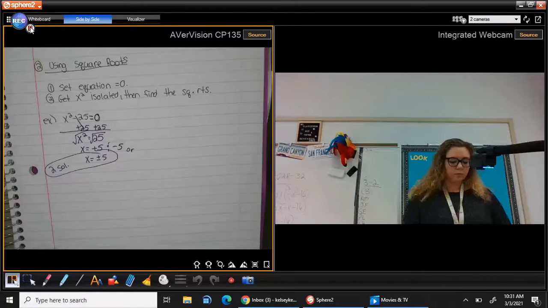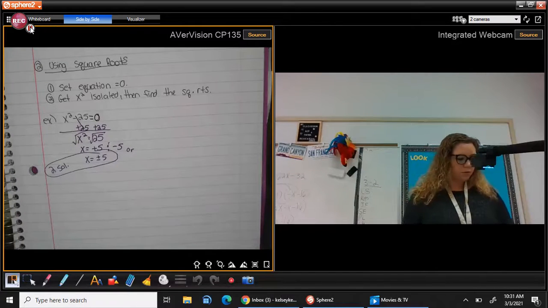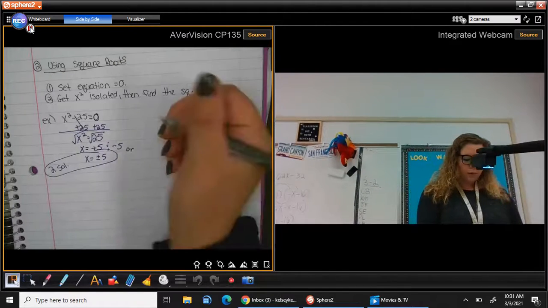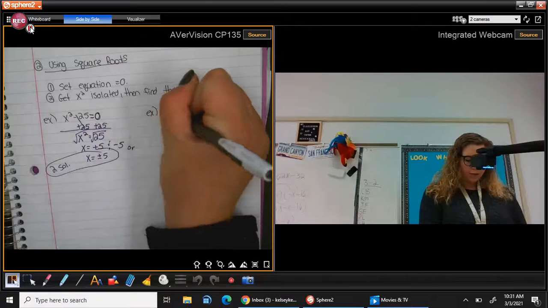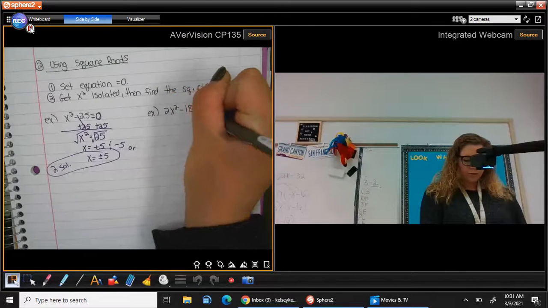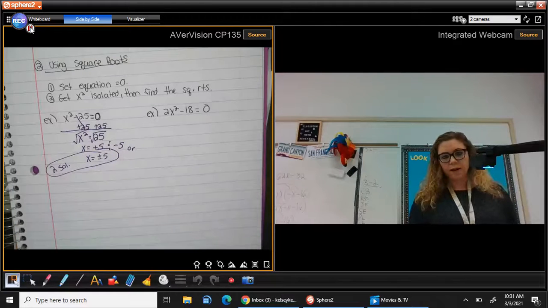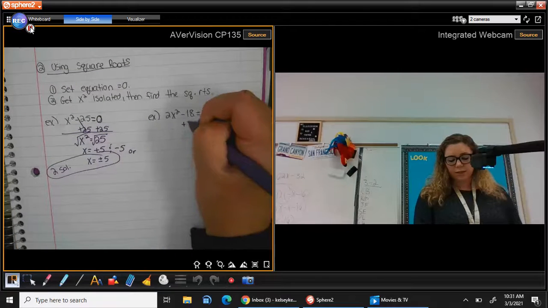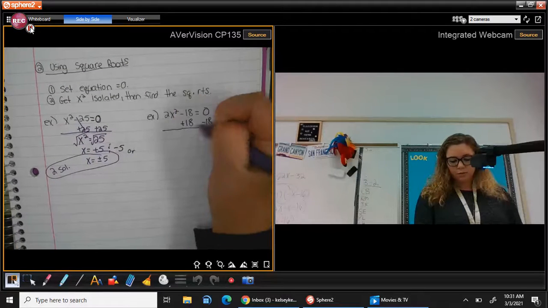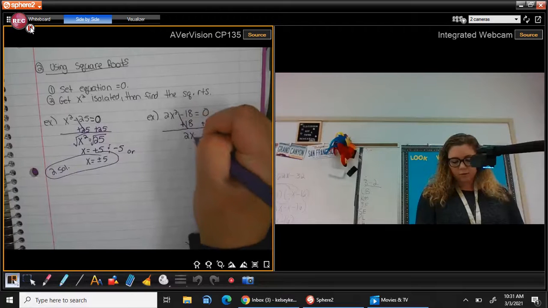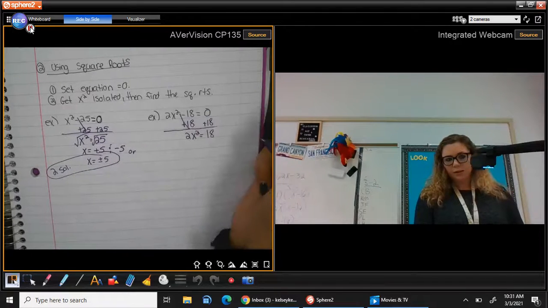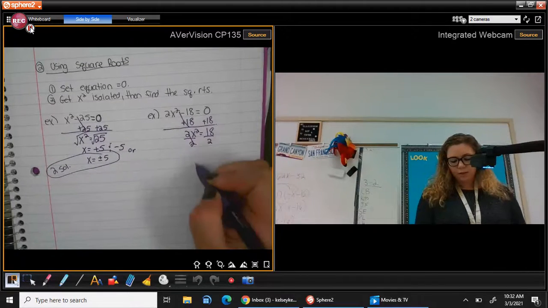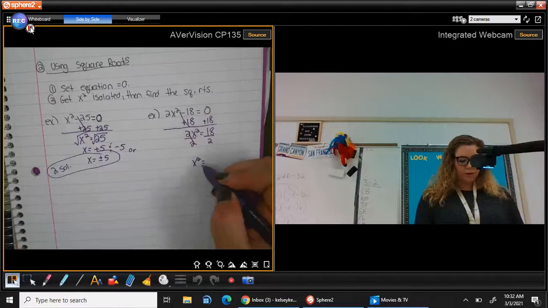Let's do another one. 2x squared minus 18 equals 0. I'm going to set it equal to 0 if it's not already. I want to get x squared isolated. The first thing I need to do is take care of this 18 by adding. 0 plus 18 is 18. Then I need to do the inverse here, which is division. Divide by 2. I'm left with x squared. 18 divided by 2 is going to give me 9.